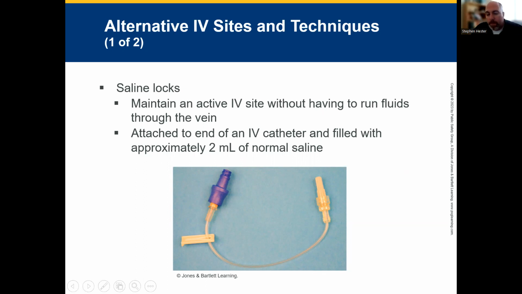All right, there's access ports at the end, which is this blue part, through the needleless system. But you can also attach a 10 gtt or 60 gtt set to this port also.